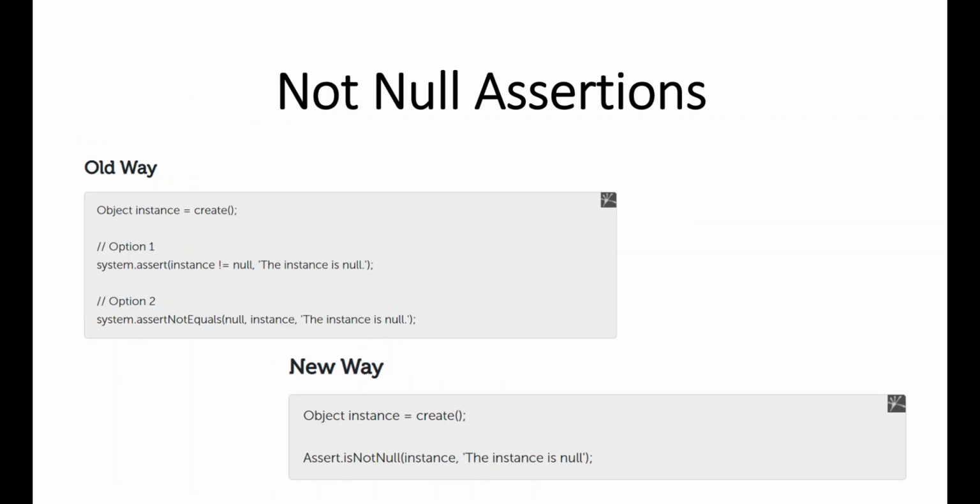Now it's the not null assertion. So how to implement the not null assertion? In the old way you can see Object instance equals create, option 1 System.assert.